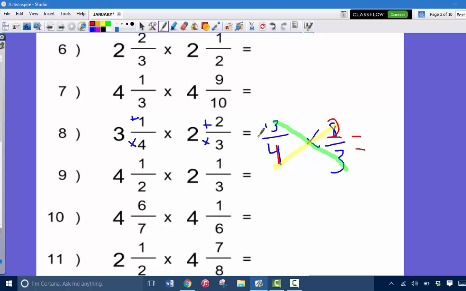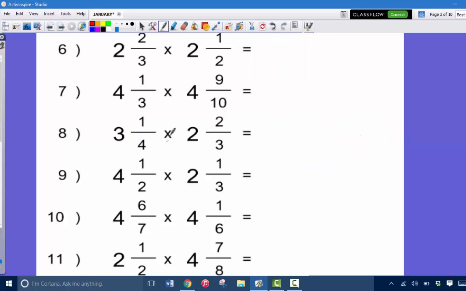My 13 times the 2 is 26. And 1 times 3 is 3. I convert it to a mixed number. 3 will go into 26. 3 goes into 26 8 times. What's left over will be 2. Keep that same bottom number. So 8 and 2/3 for number 8.